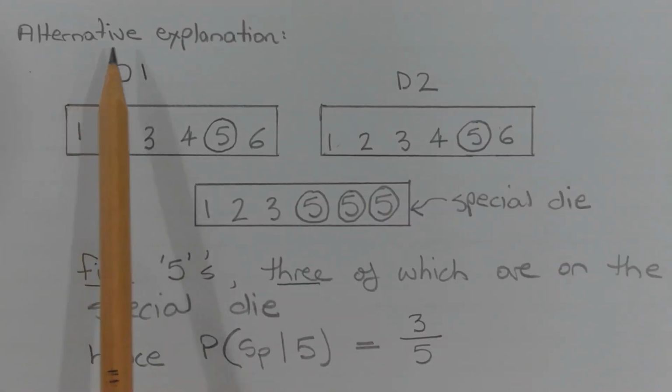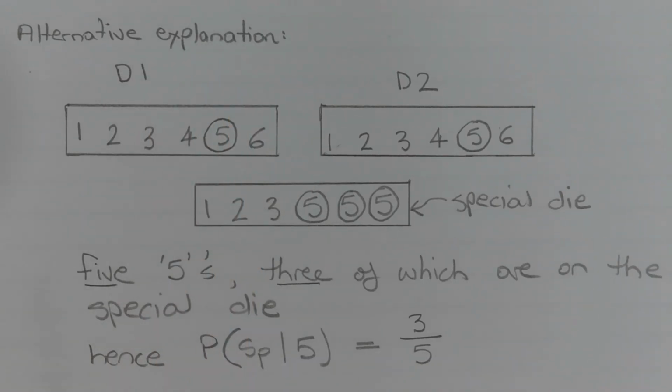Here is an alternative diagrammatical explanation. These 3 rectangles represent the 3 dice. These 2 rectangles represent the 2 ordinary dice with outcomes 1, 2, 3, 4, 5, 6. And this rectangle represents the special die with outcomes 1, 2, 3, 5, 5, 5.